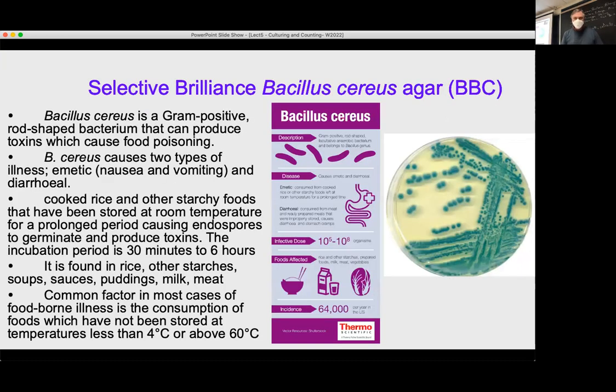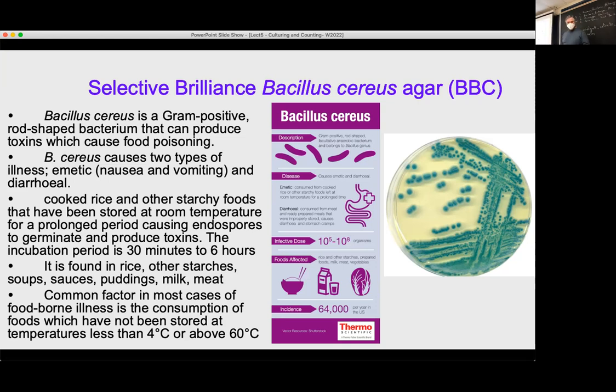So here's a media I found online. You don't have to know all of these details. Maybe know that there is a way of finding out if you have a Bacillus cereus infection. What is Bacillus cereus? Bacillus cereus is a bacteria. Why is it important? It causes really nasty diarrhea and vomiting, and it can be sourced on cooked rice.